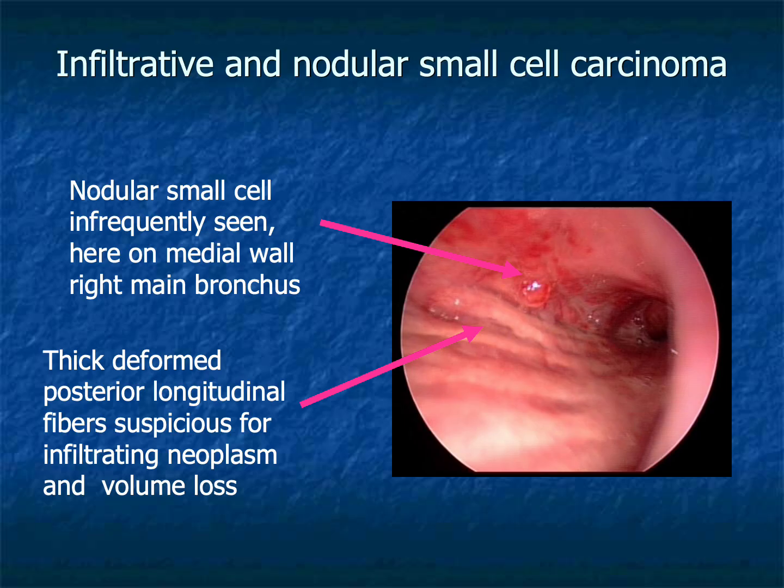Small cell carcinoma is often associated with submucosal and infiltrative growth patterns. In some cases, nodular lesions may be present, but more subtle findings, such as airway distortion, thickened longitudinal fibers, mucosal irregularity, or volume loss, may provide the first clue to underlying malignancy. The bronchoscopist must learn to recognize both obvious tumors and the more subtle manifestations of infiltrative disease.